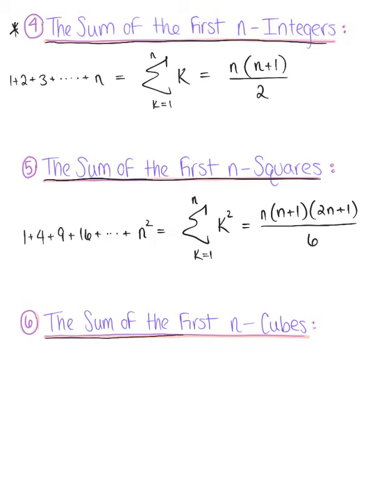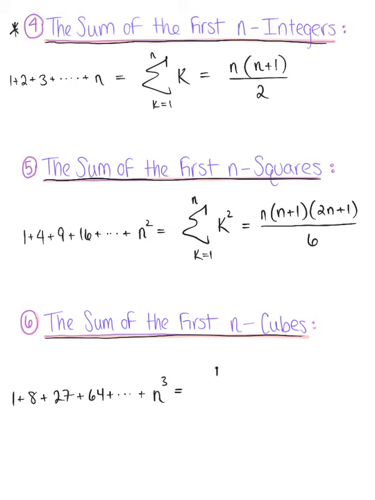And last but not least, we have the sum of the first n cubes. So again, thinking about the expansion, this is 1 plus 2 cubed, which is 8, plus 3 cubed, which is 27, plus 4 cubed, which is 64, and we can keep going until we get up to n cubed.